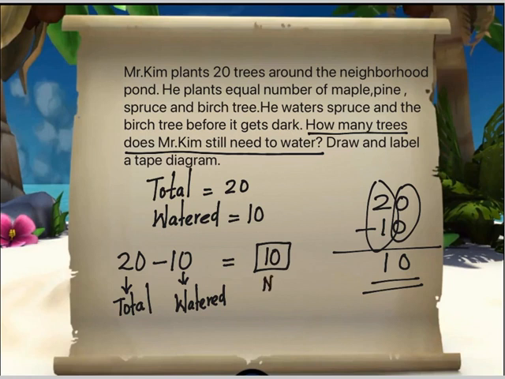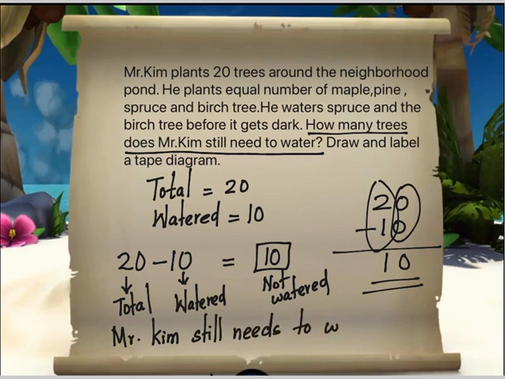So these are the number of trees that are not watered or still need to be watered. So we can write the statement as Mr. Kim still needs to water 10 trees. Period.